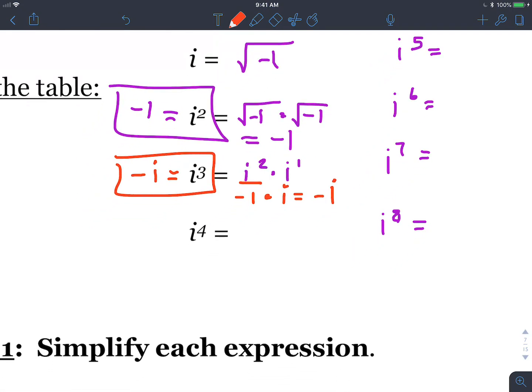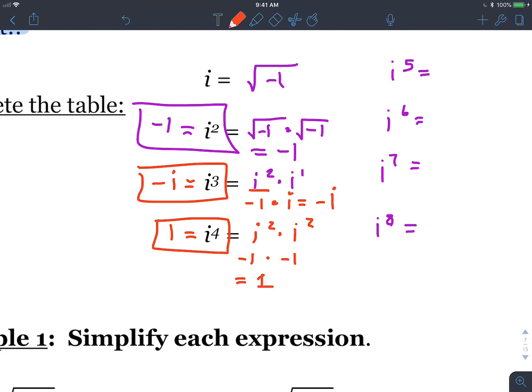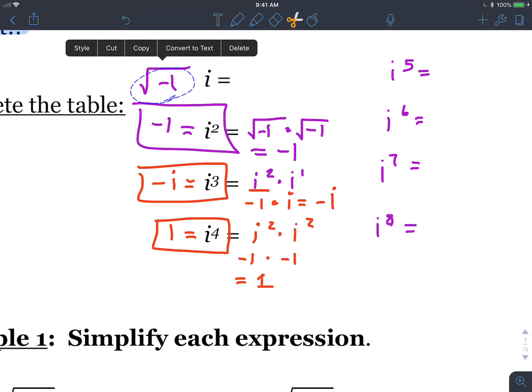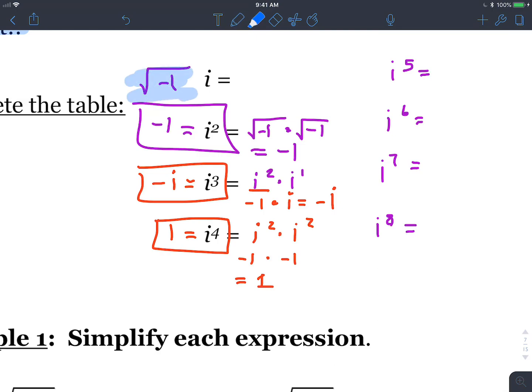And then if you have i to the 4th, this is the same thing as i squared times i squared, which is negative 1 times negative 1. So i to the 4th becomes positive 1. We'll write that out here to the left. These are all the different properties about your i's: on the left side is what they equal, and on the right side is the work behind it.